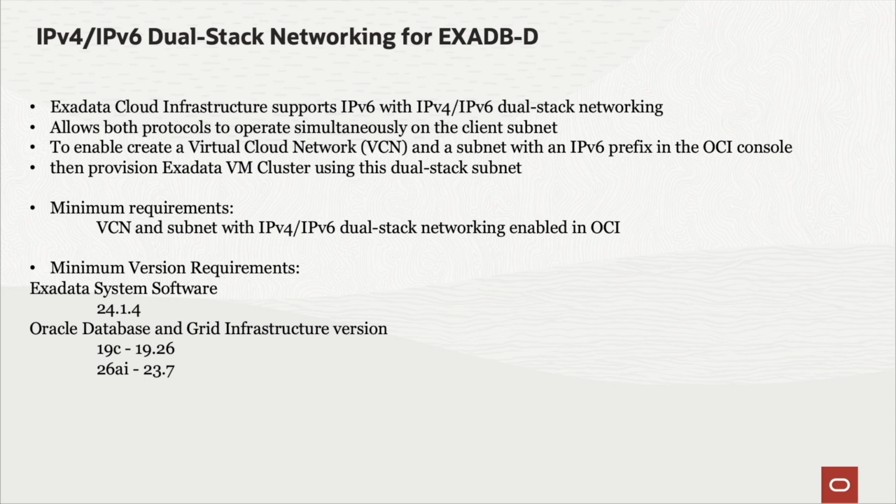So to enable a VM cluster on the Exadata that supports IPv6, we need to create a virtual cloud network and subnets with IPv6 capabilities. Once this networking is in place, we can then provision the Exadata VM cluster using these subnets. The minimum version requirements are Exadata system software at 24.1.4, and for the database and grid infrastructure side, 19.26 for 19c or 23.7 for 26ai. Now let's have a look at it in action with a short demo.